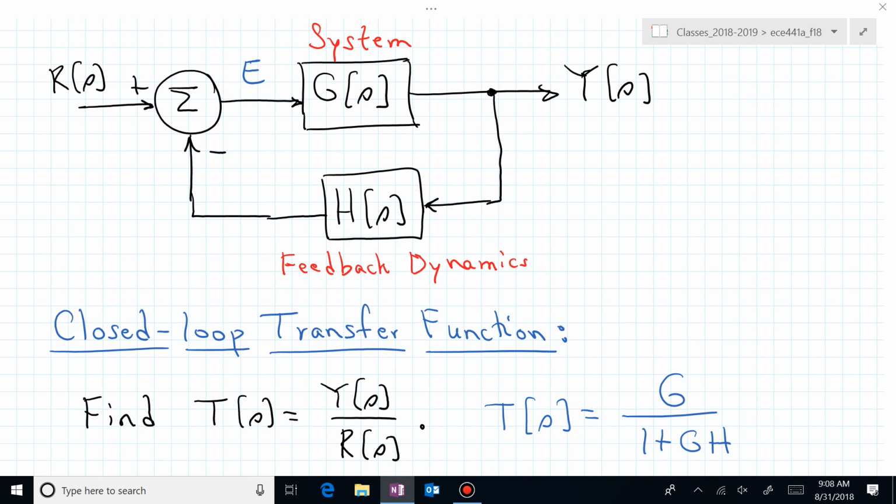I'm going to show the details of that offline. How many actually found G over 1 plus GH? So a few of you. Is it okay if I do it offline after class? I'll try to record something and tell you how I would go about finding this transfer function.